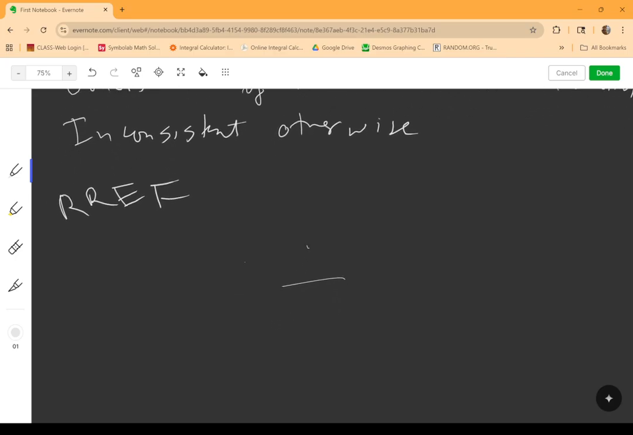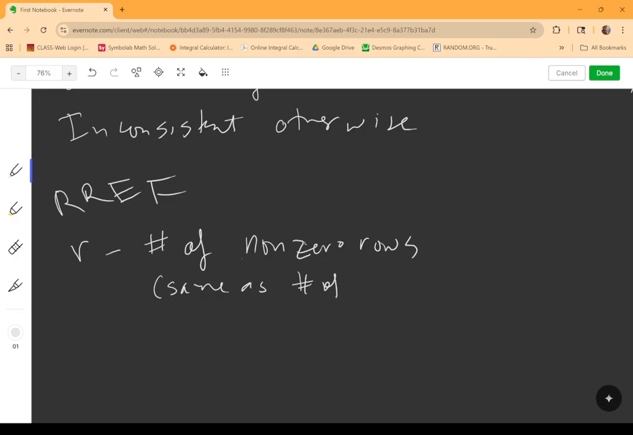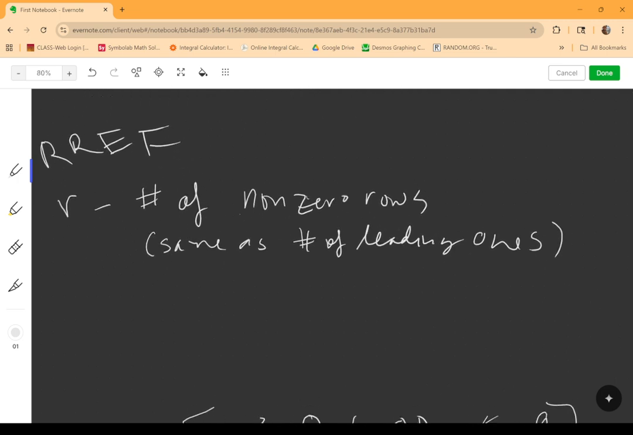In our reduced row echelon form, I want to define the variable r. r is the number of non-zero rows, and that's going to be the same as the number of leading ones. So that is going to be our variable r.